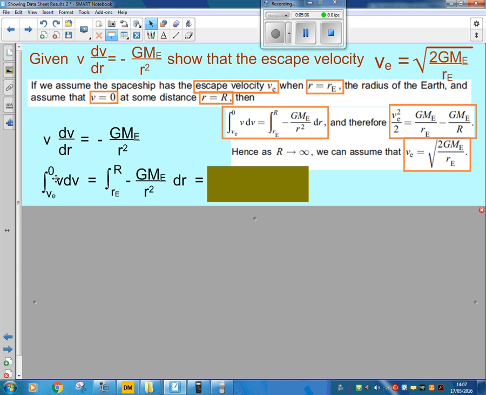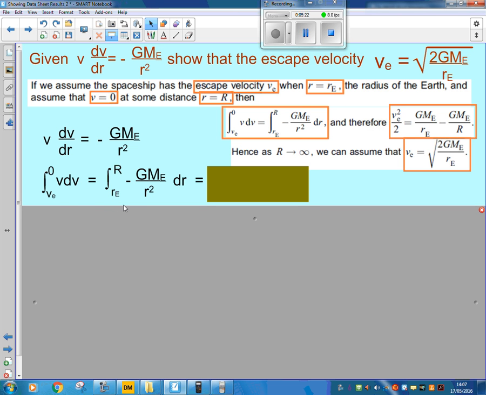But we've got to make sure the limits are the right way round. So at the start, the spaceship starts off on the Earth. So its distance from the centre of the Earth is RE, the radius of the Earth.